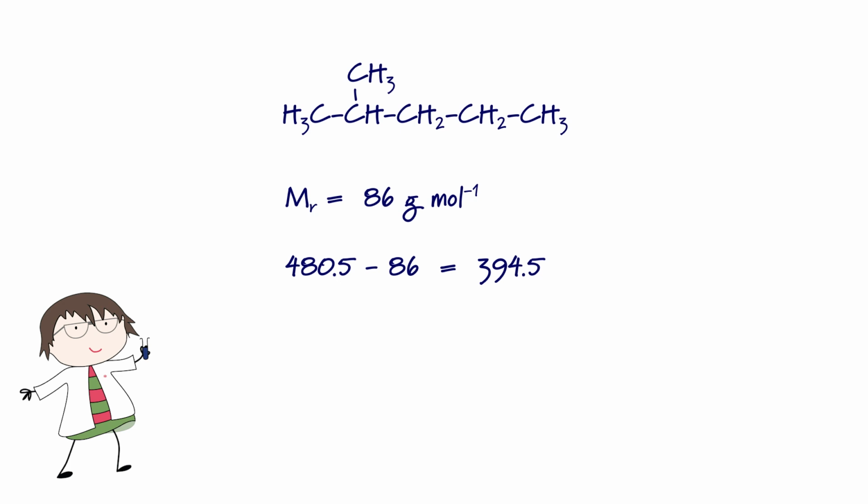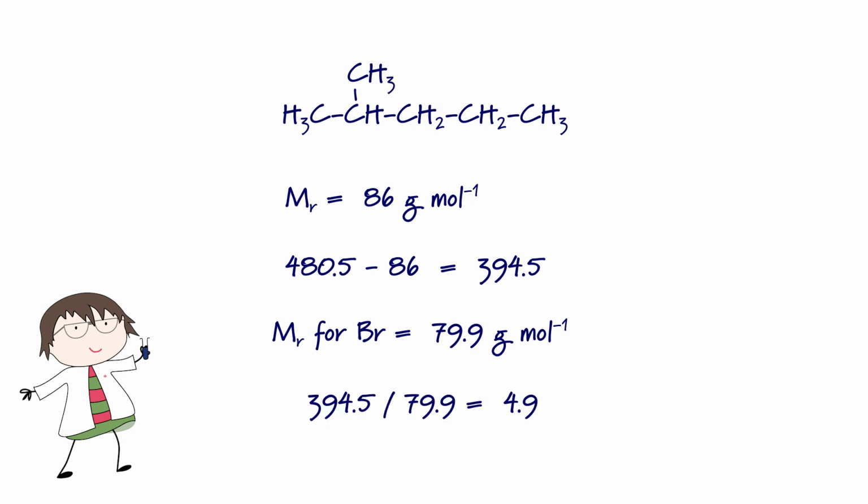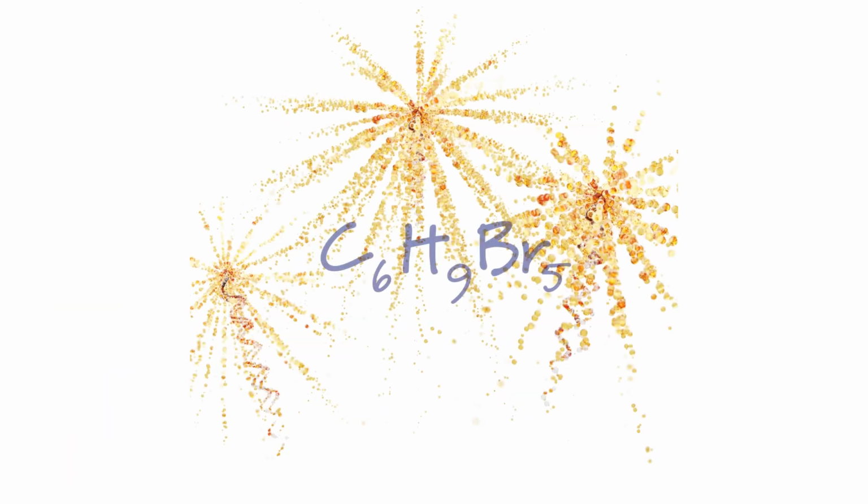That difference must be due to the bromine atoms that were added during the reaction. Using my periodic table, I can find the molar mass for bromine, 79.9, and if I simply divide 394.5 by 79.9, I get 4.9. My new molecule has 5 bromine atoms, 5 hydrogen atoms were replaced. And our final molecular formula is C6H9Br5. The trick to these questions is don't panic, start with the information given in the question and figure out one thing at a time.